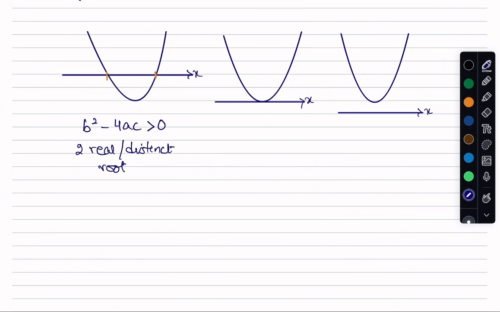In the second case, if the curve intersects the x-axis at just one point, then this is the condition where b squared minus 4ac is equal to 0, and we have equal or one repeated root.